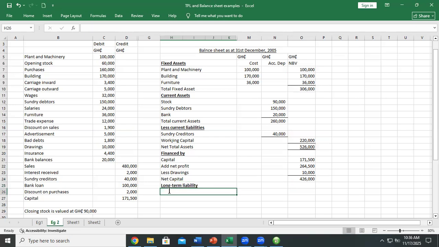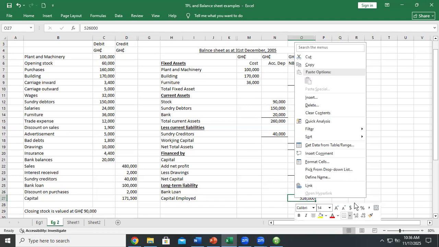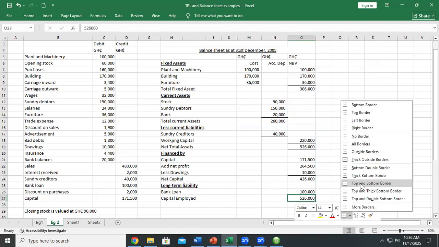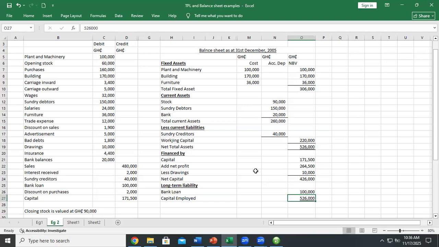That is the bank loan, which is how much? 100,000. We add on, and that will get us to 526,000 again as the capital employed. And right on point, it is the same as the net total assets. Very, very important. So, dear professors, this is your balance sheet. Very simple thing to do without any stress.